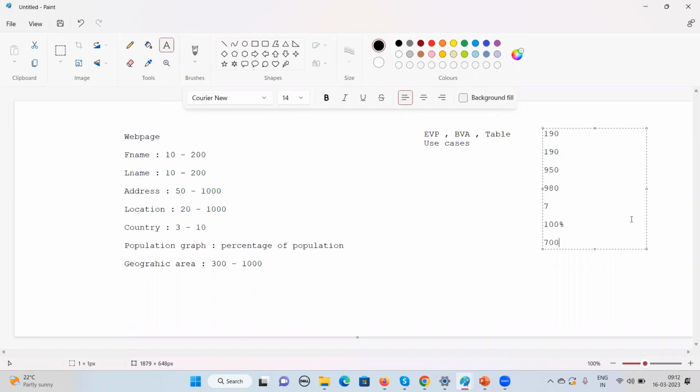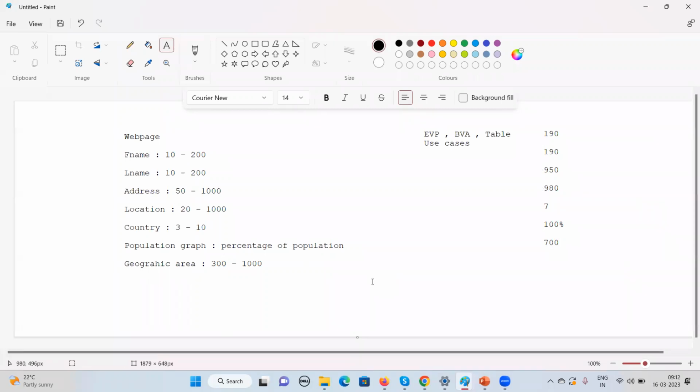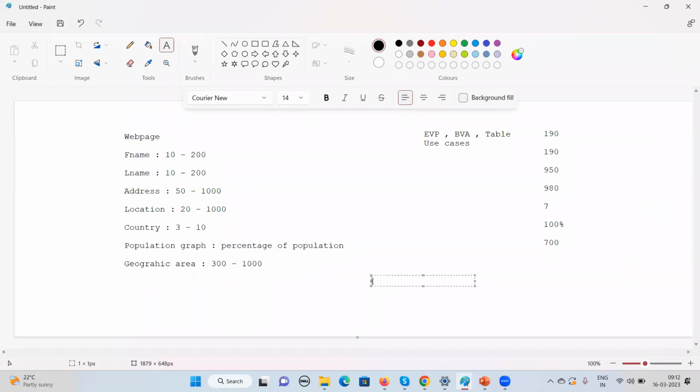Here only the first name will have a combination of like 190 cases. We start from characters from 10 to 200. First we put 10 characters, then 11 characters, then 12, then 13, and likewise we'll go till 200 characters. If you start testing like this, we have to complete the testing of this application in 10 days.